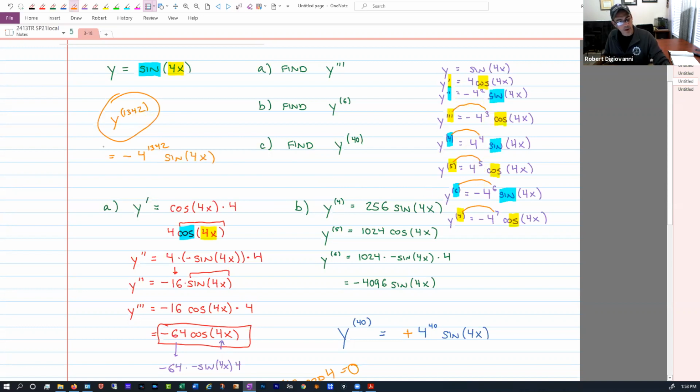Okay, I'm going beyond where I want to go. I just wanted you to see that there's a way of doing this. I would probably only offer this as a bonus question on a test. I might ask you for the first 3 or 4 derivatives, but I'm not going to ask you for the 40th derivative.